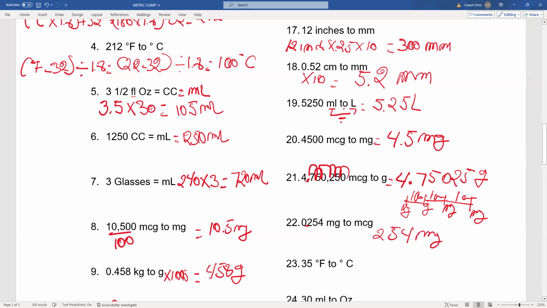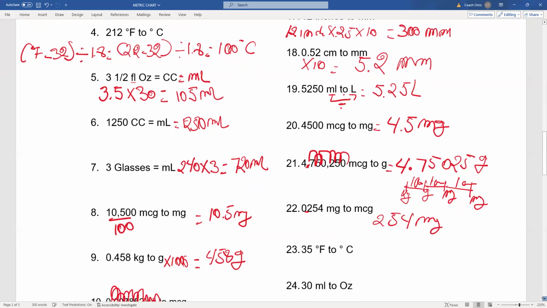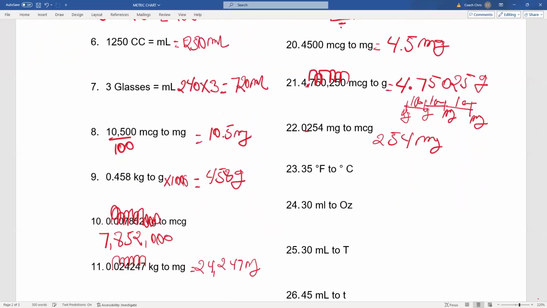All right, let's do this one here. 35 degrees Fahrenheit to degrees Celsius. So what did we learn? From a Fahrenheit to Celsius, whatever they give you, you will have to subtract 32. So I'm going to do 35 minus 32, and then your answer divided by 1.8.